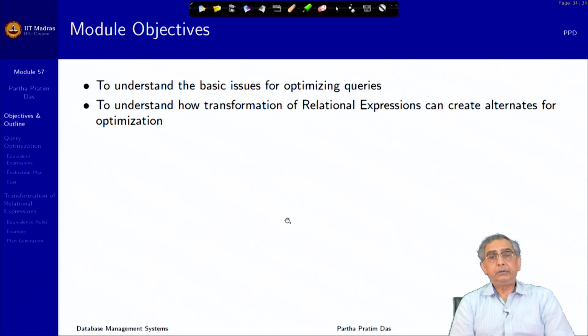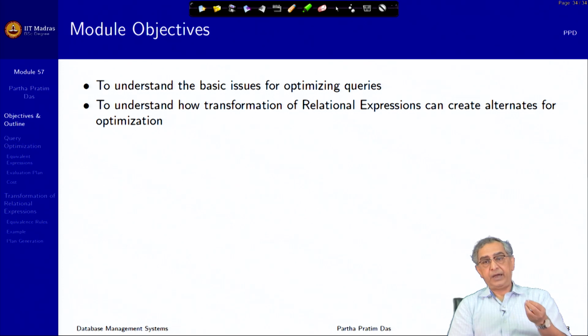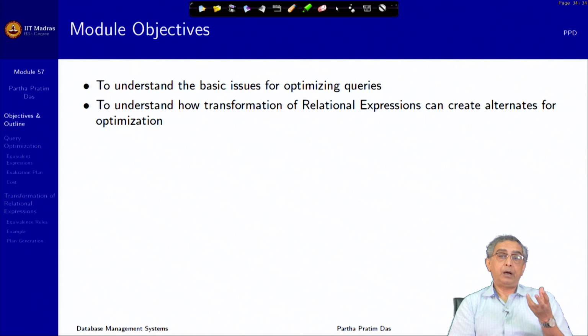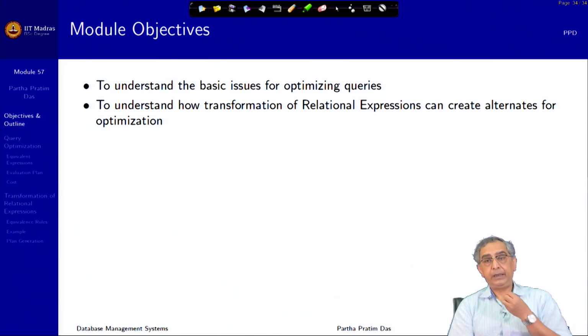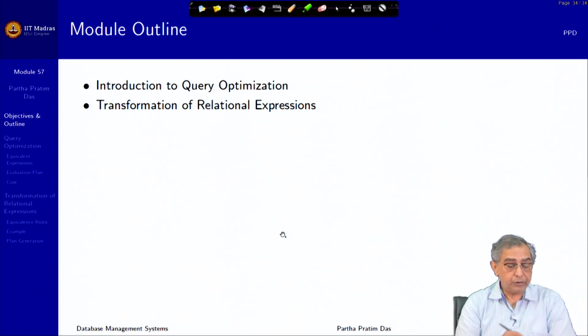In this module, we will try to understand the basic issues of optimizing queries and how a relational expression can be transformed to create alternates for optimization, not all of which will have to be correct, and a cost-wise best query evaluation plan can be chosen. So, we talk about these two.